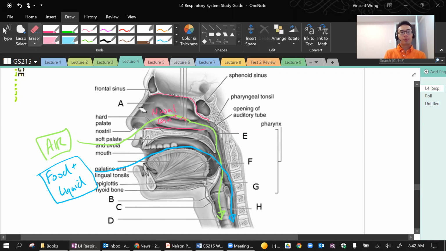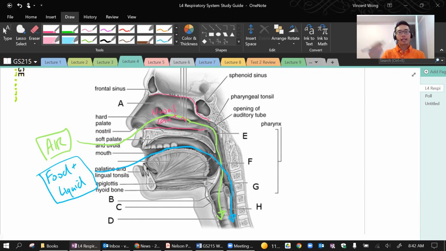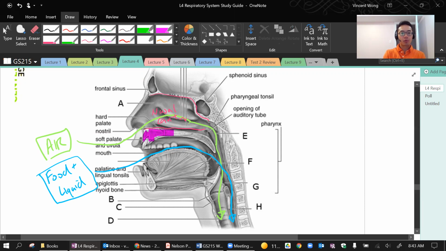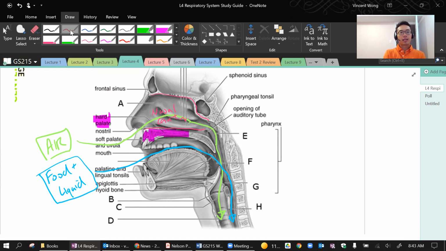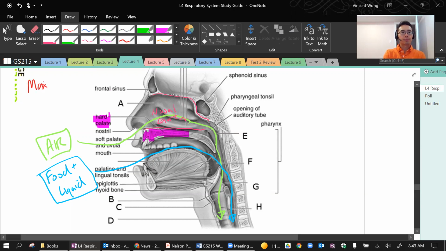Separating the nasal cavity and the oral cavity, just a fancy word for your mouth, are two bones. If you take your tongue and push up, you will feel there's something hard on top. That is your hard palate. You can see in this diagram, this bone here, that's the hard palate. It separates the nasal cavity from the oral cavity, and the hard palate is actually made up of two bones. The anterior 2/3 is a bone called maxilla.